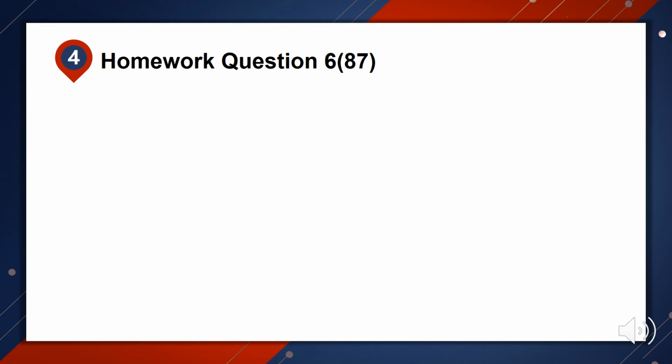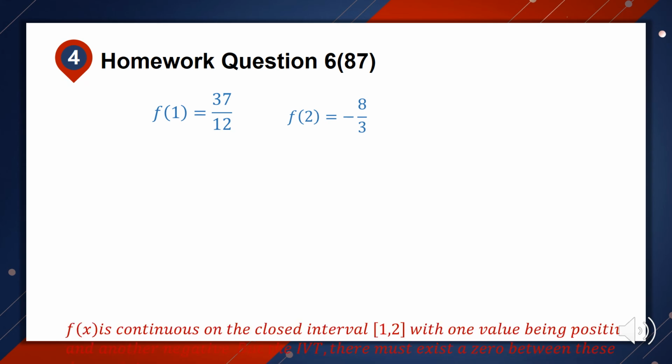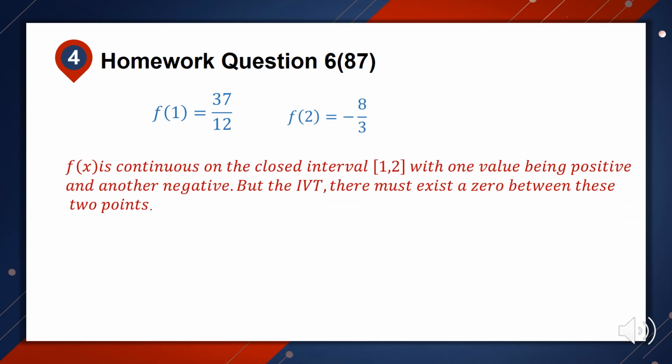The sixth question: f of 1 is equal to 37 over 12 and f of 2 is equal to negative 8 over 3. So f of x is continuous on the closed interval 1 to 2 with one value being positive and the other being negative. But because of the intermediate value theorem, there must exist a zero between the 2 points.